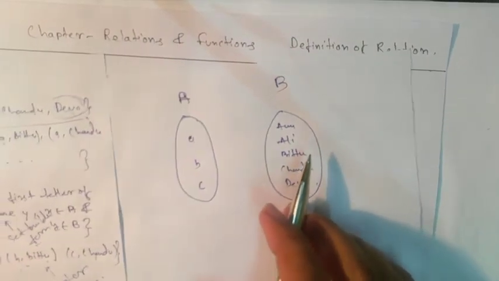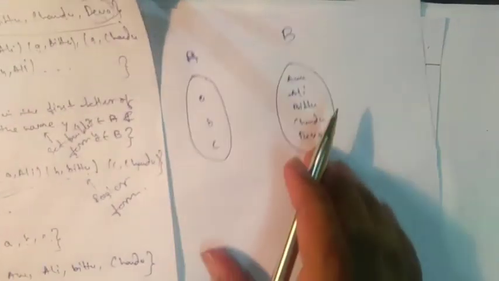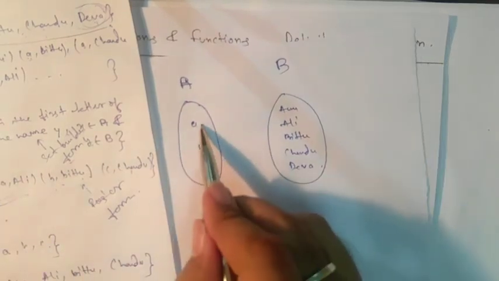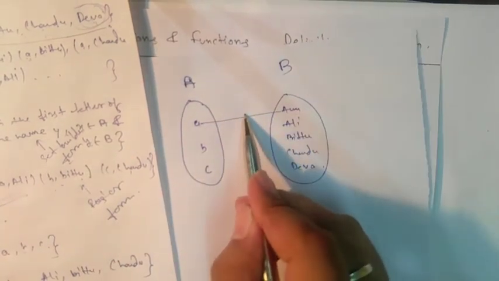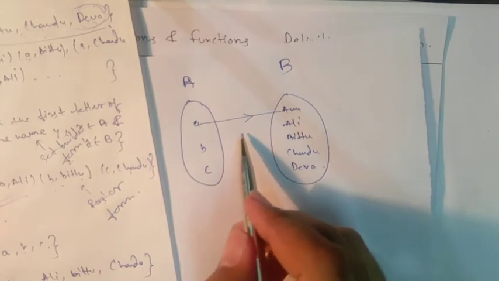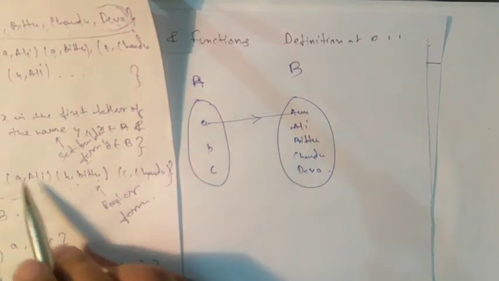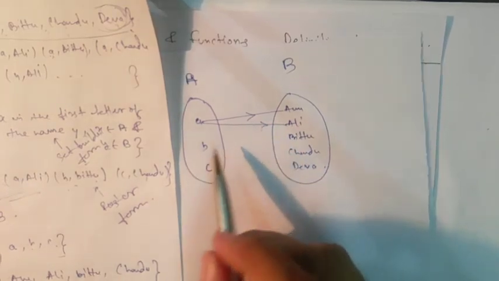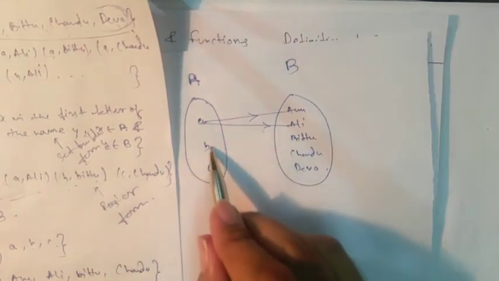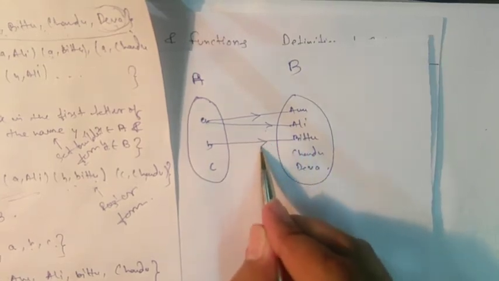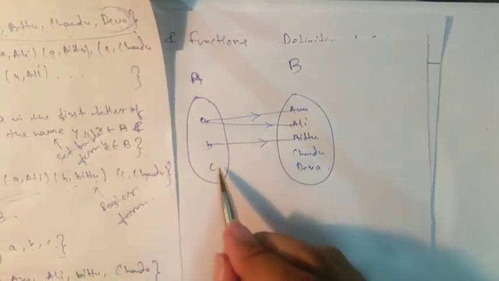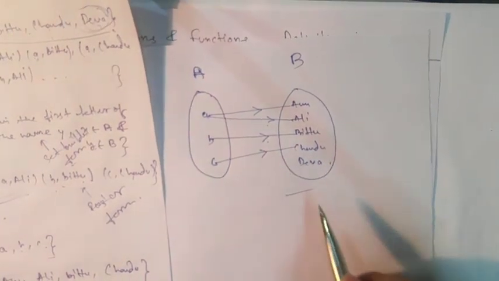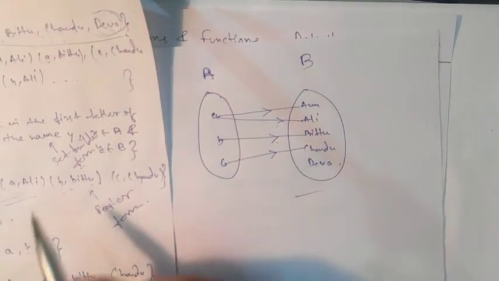Now, how will you represent this with the arrow diagram? See here, (a, Anu): take a line, this is a to Anu. This is the arrow diagram. Next, a to Ali. Next is b to Bittu, and c to Chandu. Leave Deva; we'll not do anything with it. This is our representation of this set.